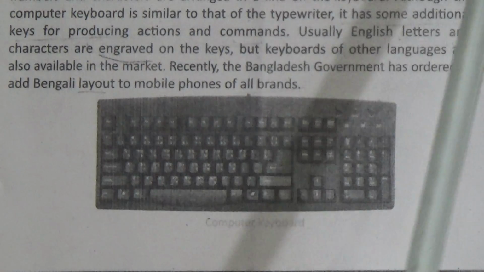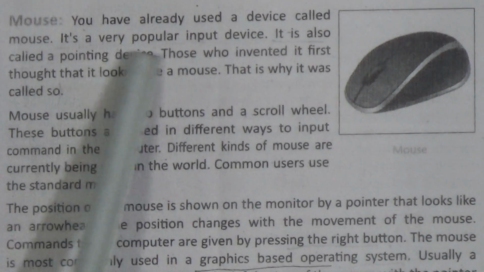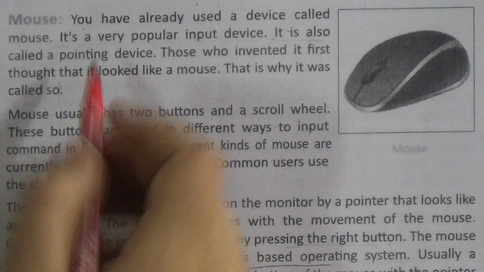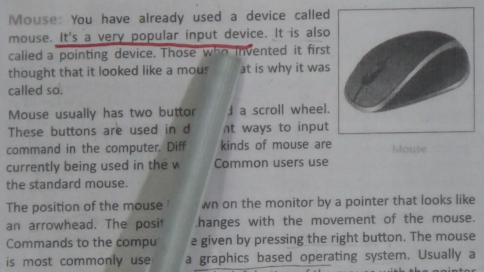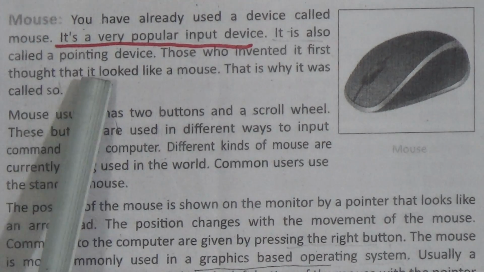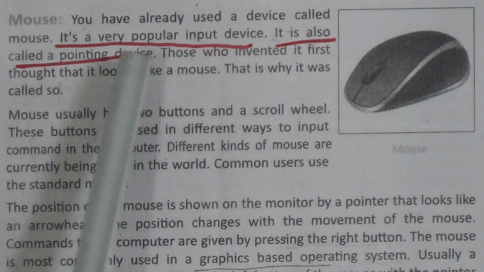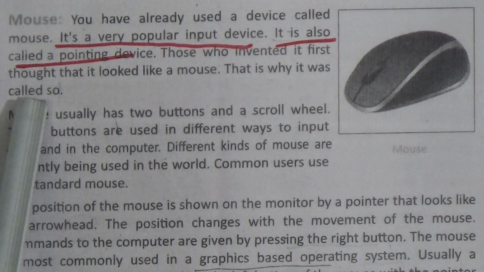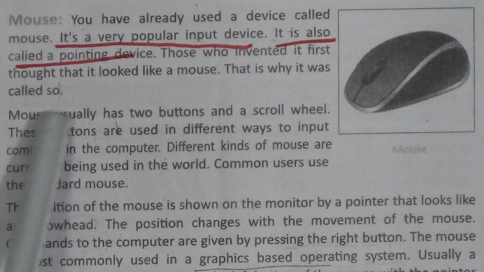Okay, there is a mouse. Mouse is also an input device. You have already used an input device called mouse. It's a very popular input device, and it's very important for your MCQ. It is also called a pointing device. Those who invented it first thought that it looked like a mouse. That is why it was called so.